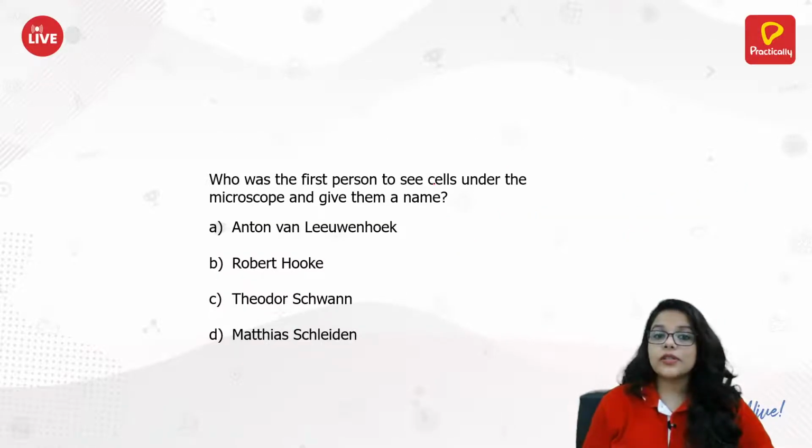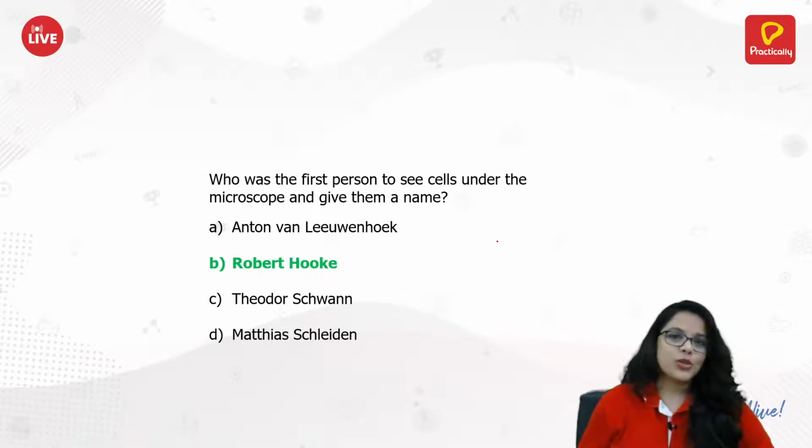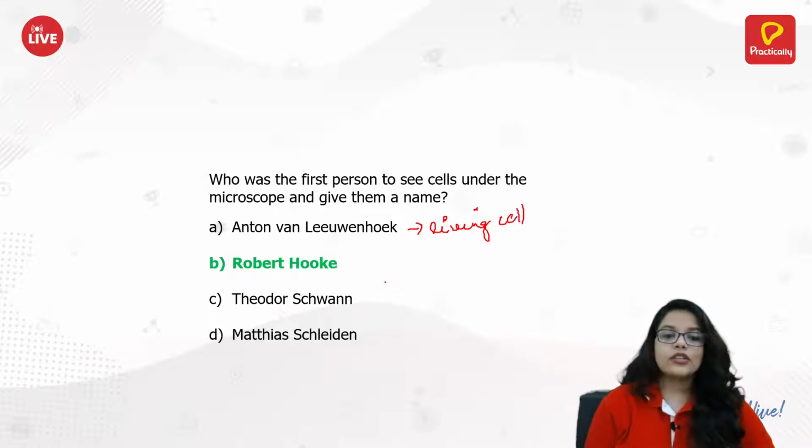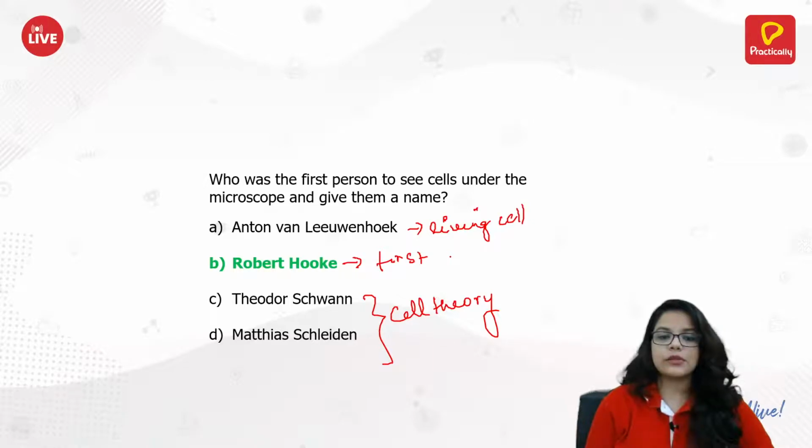Next, who was the first person to see cells under a microscope and give them a name? Will anybody try? This is one of the most important and one of the easiest questions. It is Robert Hooke. Anton van Leeuwenhoek actually saw a living cell, not a dead cell. And Schleiden and Schwann found the cell theory. So it was Robert Hooke who was the first person to see a cell, even though it was a dead cell.